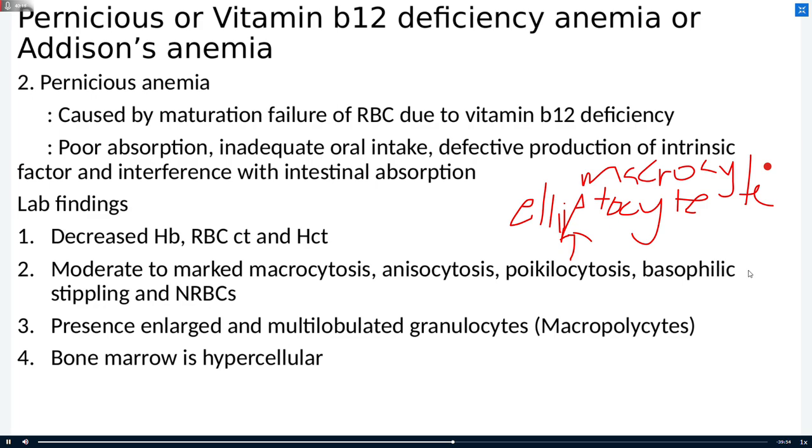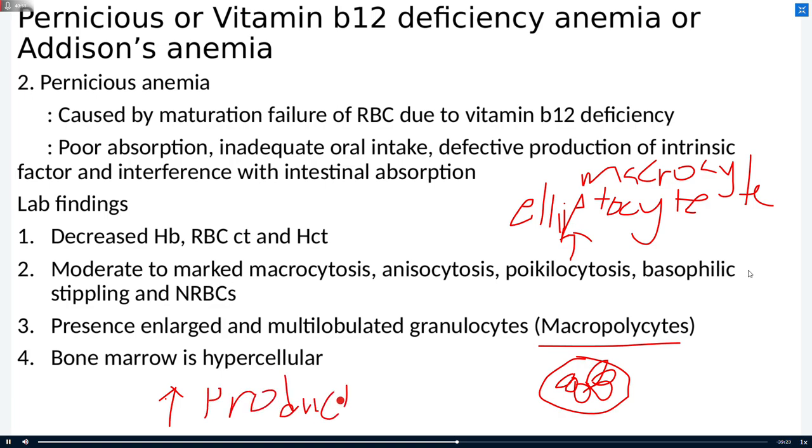Then there is also presence of enlarged and multilobulated granulocytes. So meron kayong makikita class dito ng mga neutrophils that have around 5 or more lobes. These are known as macropolycytes. Then your bone marrow is hypercellular. So when you say your bone marrow is hypercellular, there is increased production of cells.